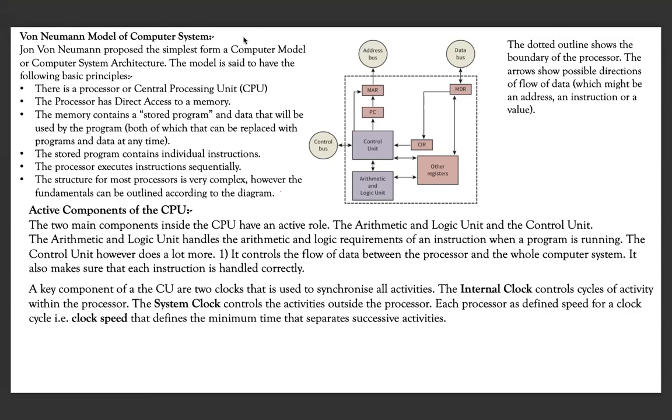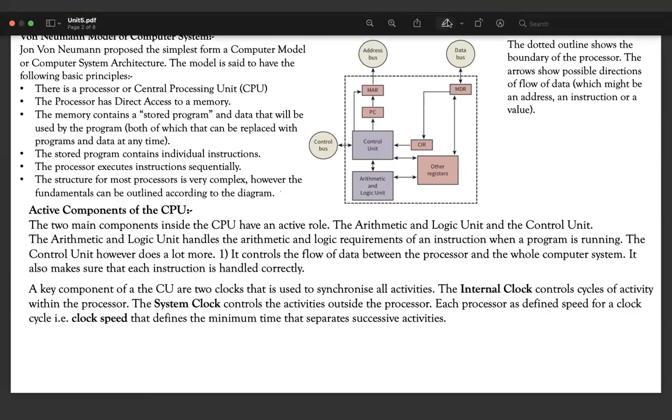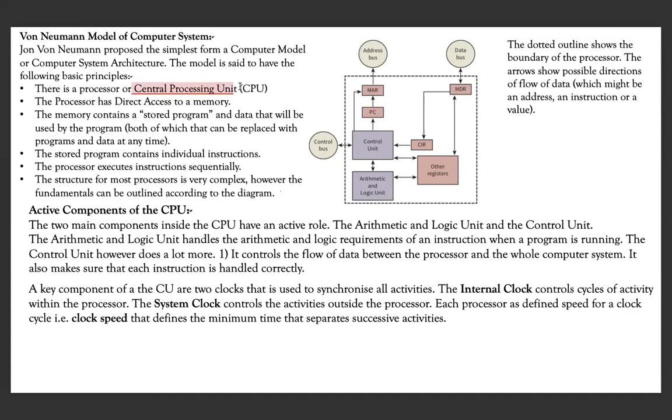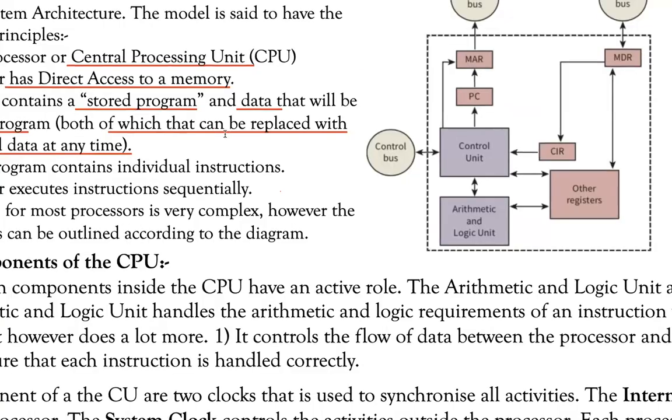Okay, first of all, processors will have a central processing unit. It's a no-brainer. This is the whole concept that's running around it. Everything is controlled by the main central CPU. The processor has direct access to the memory. That is why your RAM, ROM, and cache are known as the primary memories, because the CPU accesses them directly. The memory contains a stored program and the data used by the program, both of which can be replaced at any time.